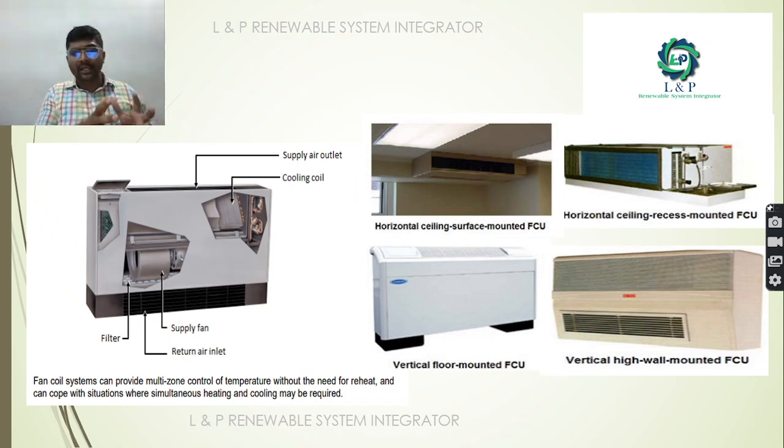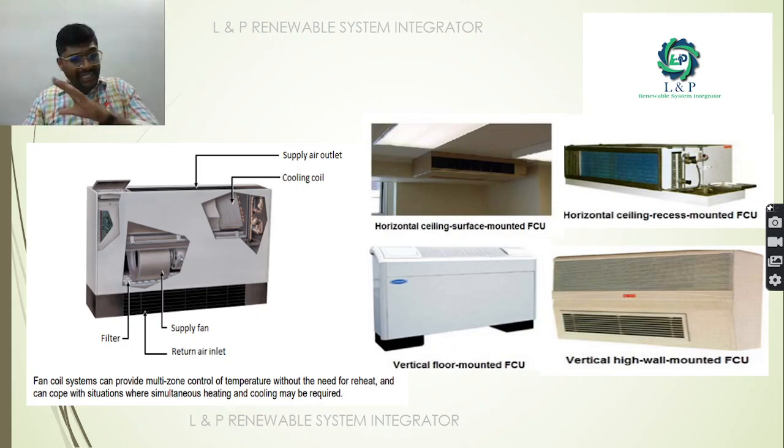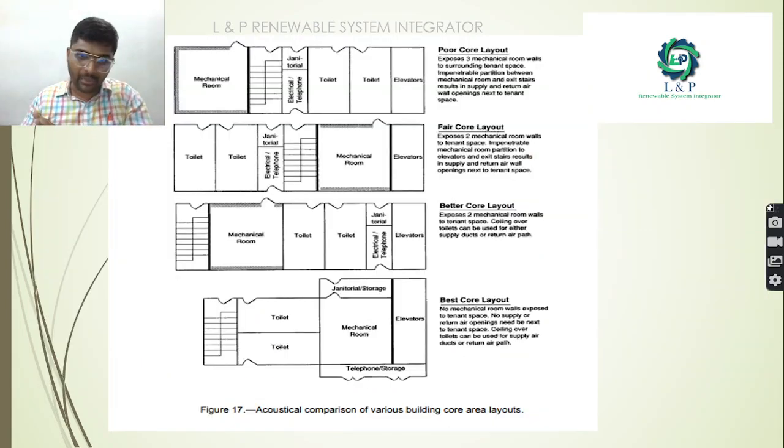As you can see, normally a fan coil unit will have a supply fan, a return air inlet, filters, a supply air outlet and a cooling coil. We have horizontal ceiling surface mounted fan coil units, horizontal ceiling recess mounted fan coil units, vertical floor mount fan coil units, and also vertical high wall mount fan coil units. So different varieties of fan coil units are available in the market.